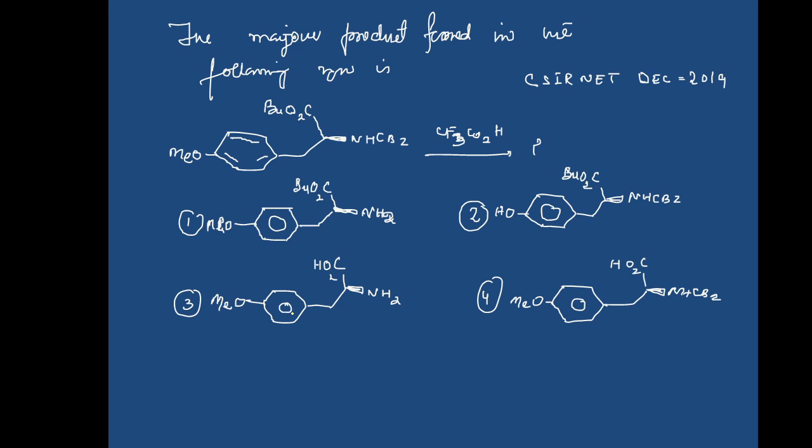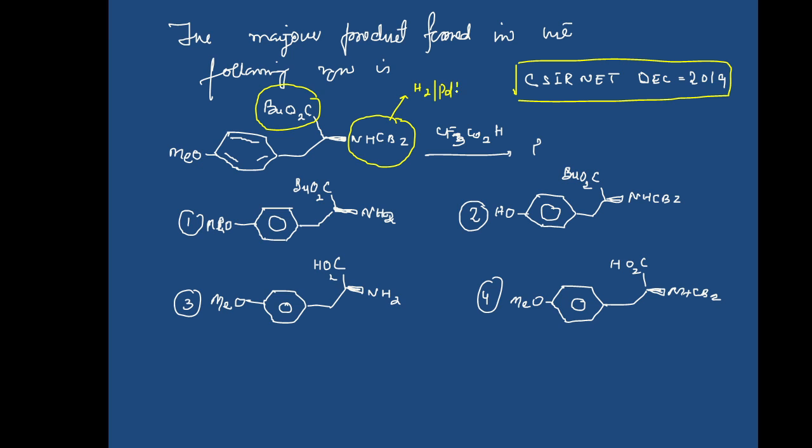Now let us take one more question. This is the second type of question that has been asked in CSIR NET December 2019. Over here we have to determine the major product. Now you can see there are protecting groups, that's NHCBZ, and there is a protecting group, that's tertiary butoxide. Recently we have seen in the lecture that NHCBZ is deprotected by H2/Pd-C. Since H2/Pd-C is not given, it will not be deprotected. This will remain as such.